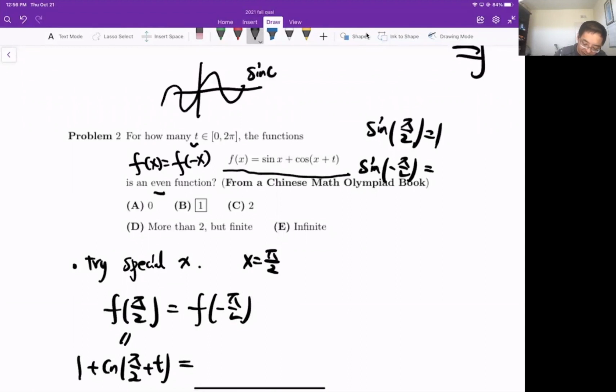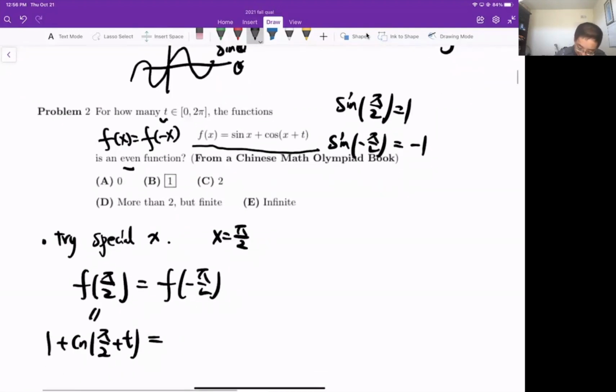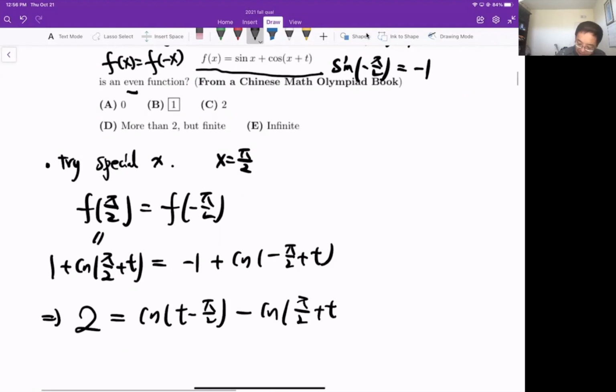So this is sine theta, right? Sine theta is an odd function. So sine of negative pi over 2 is negative 1. Okay, so then what do we have? It's just negative 1 plus cosine of negative pi over 2 plus t. Now, if you combine them together, we just get 2 equals cosine of t minus pi over 2, minus cosine of pi over 2 plus t.